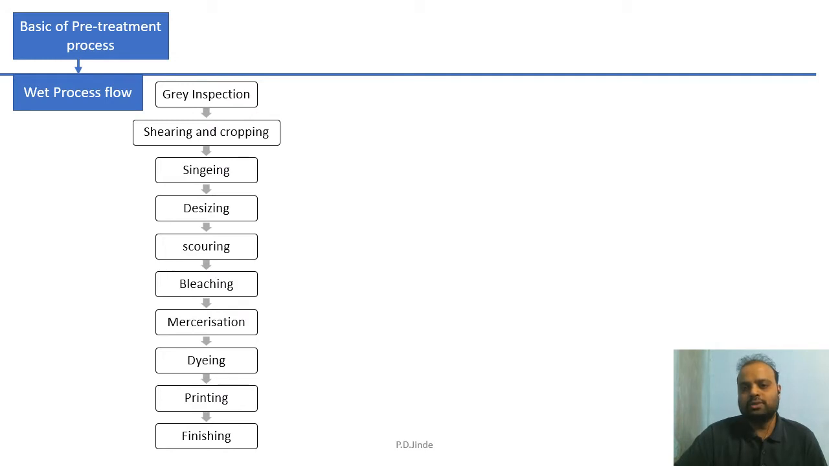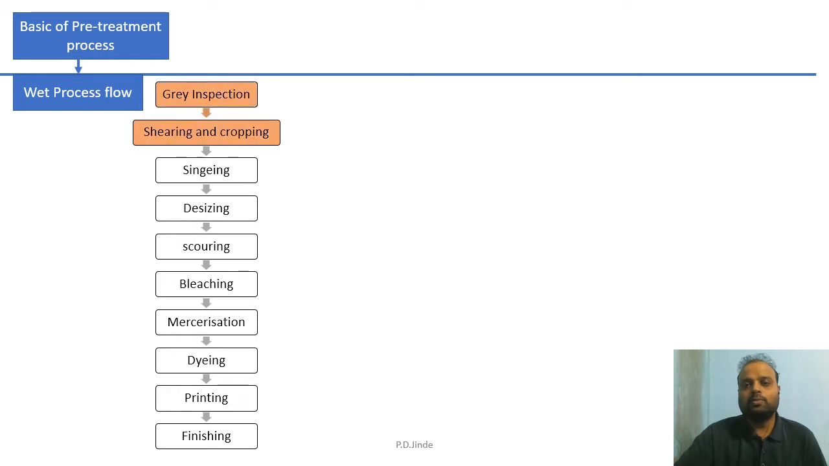Once fabric is created in the loom, it is transferred to wet process houses. In these wet process houses, various treatments are given to the grey fabric. The list of the treatments is in front of you. After grey inspection, the first treatment the fabric receives is known as shearing and cropping.